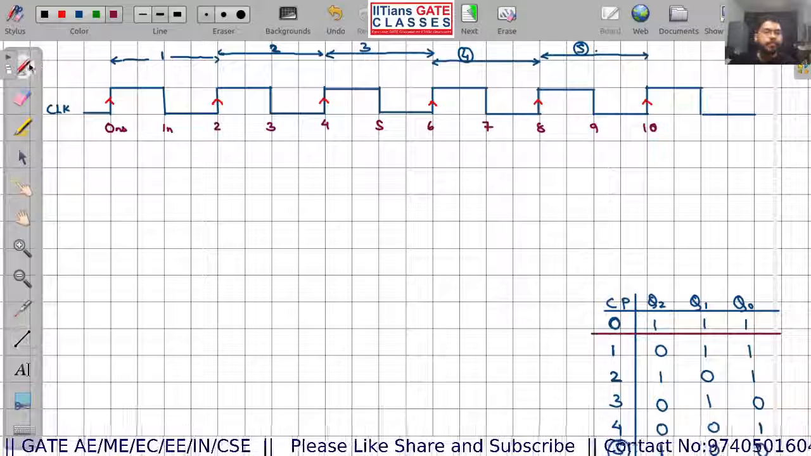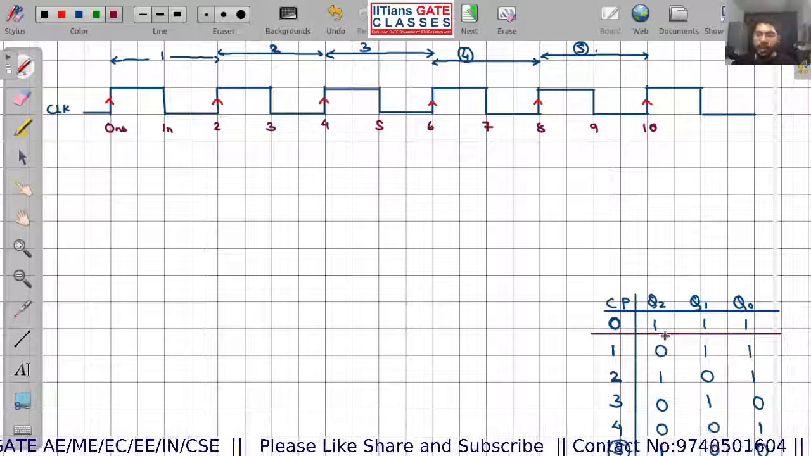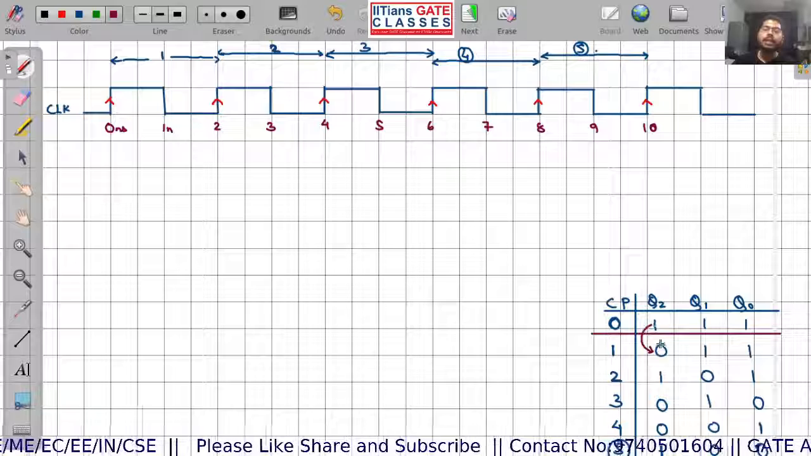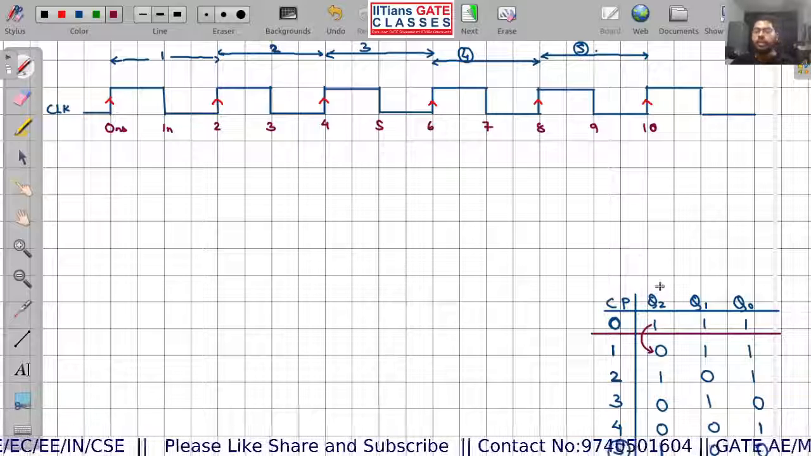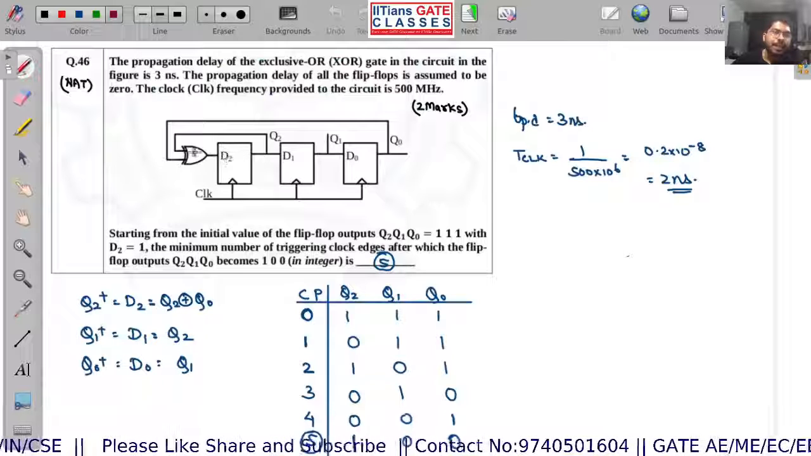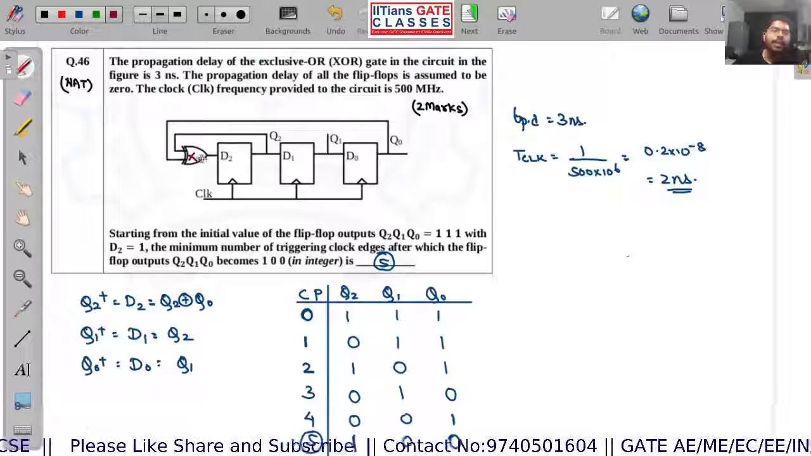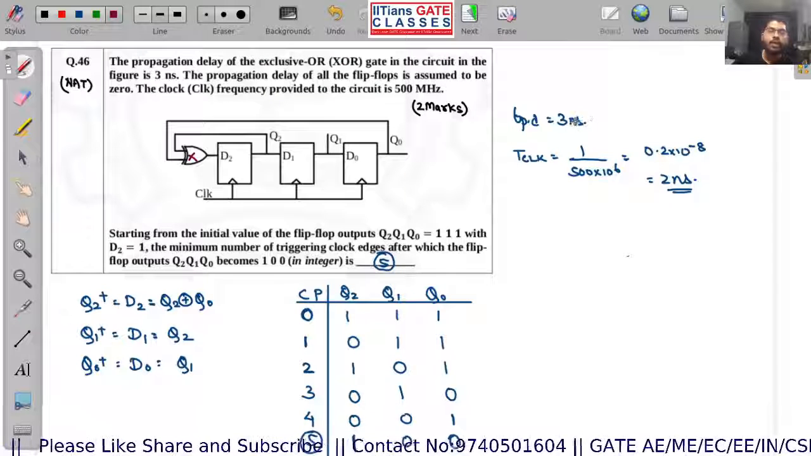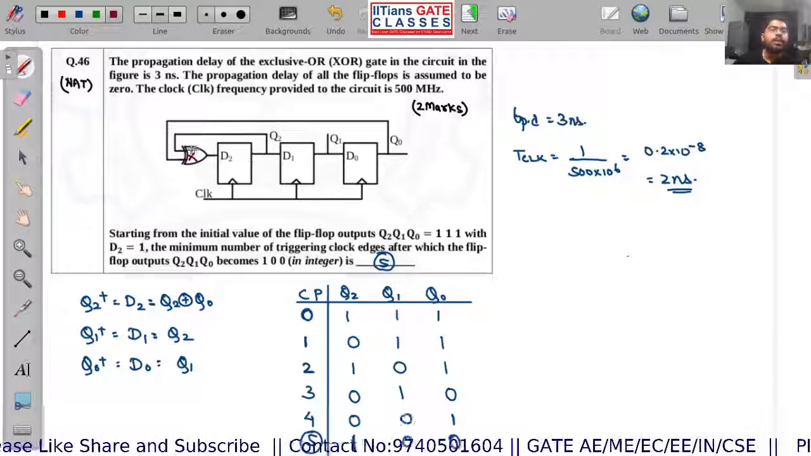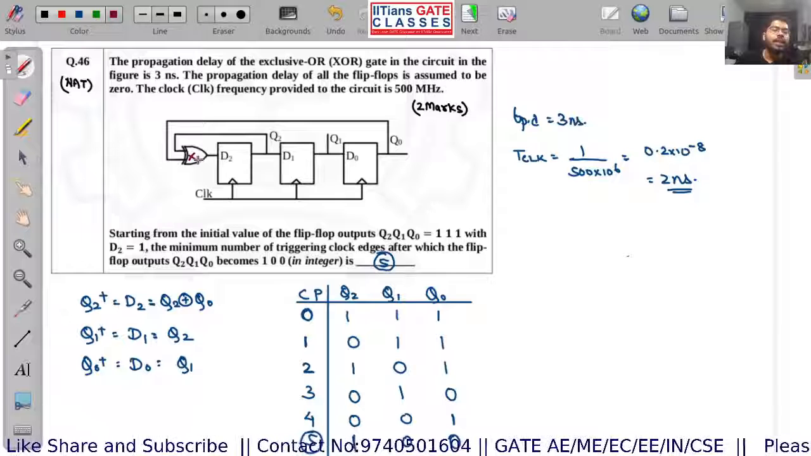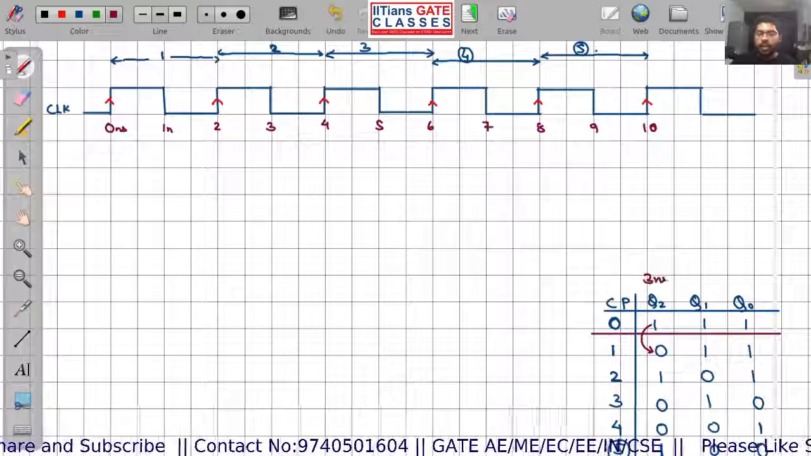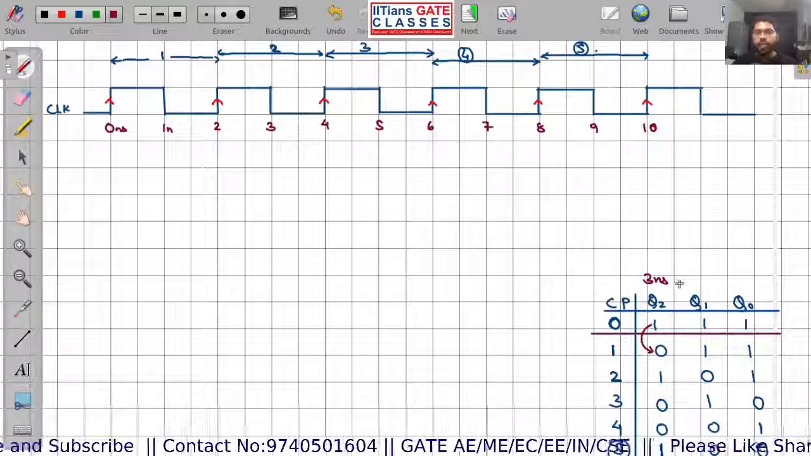Now you check very carefully what is happening. When you go from 0 to the first clock pulse, there is a transition in state. Basically Q2 is basically what? Look very carefully. This D2 or Q2 plus is passing through this XOR gate which has a propagation delay of 3 nanoseconds. So its output Q2 plus will also be generated after 3 nanoseconds. Why? Because this gate has a propagation delay of 3 nanoseconds. Okay. So look very carefully, I am writing here also 3 nanoseconds.